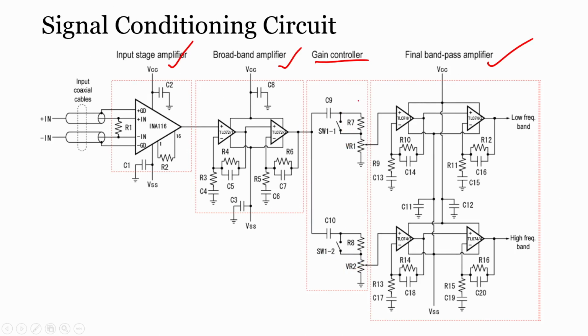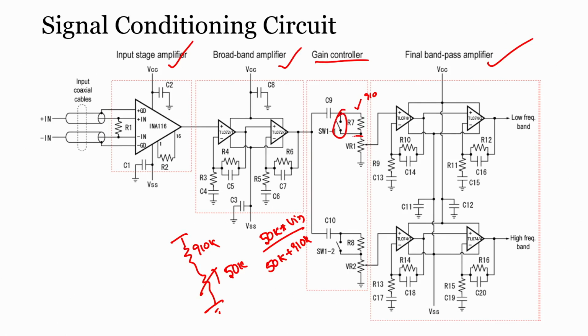again when the switch is open, this 910 kilo ohms will become in series with the pot. So now it will become something like this. This will be 910 kilo, and this is the pot. If we say the pot value is 50K, now the output will be 50K into Vin divided by 50K plus 910K. Right, the factor of attenuation will automatically change according to the selection of the switches and according to the VR1 and VR2 pots.